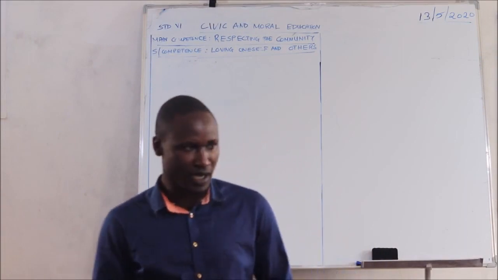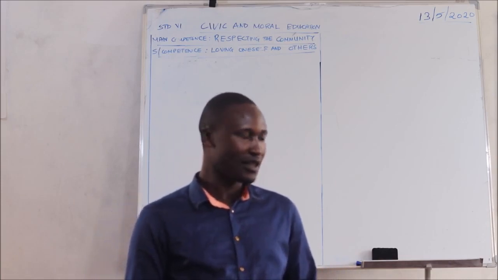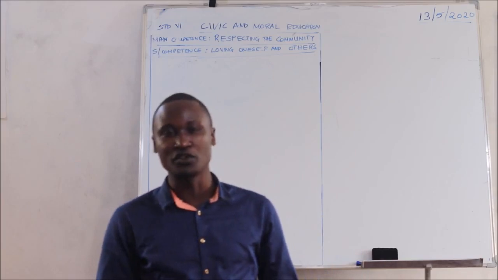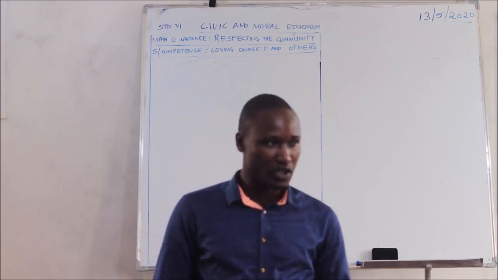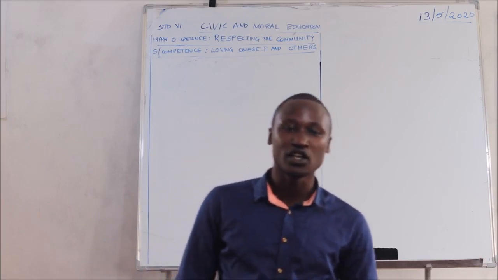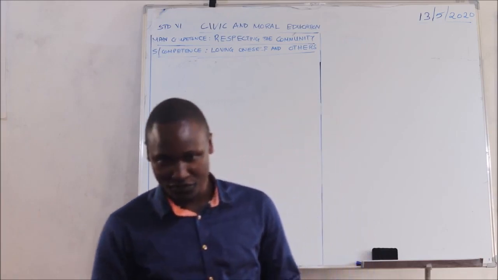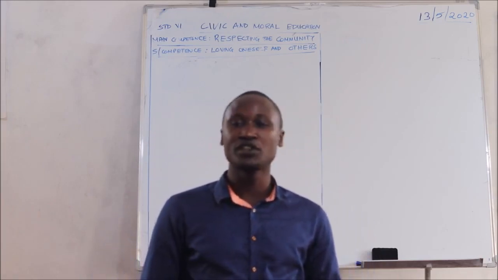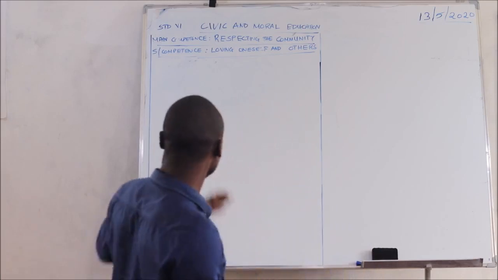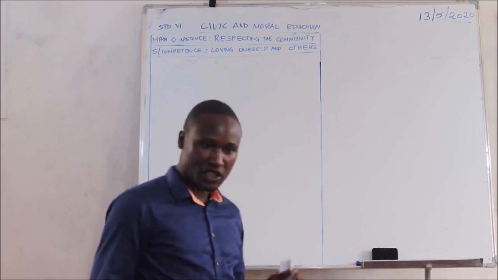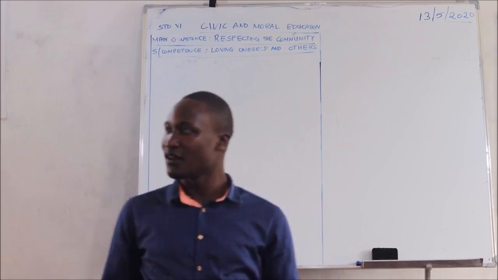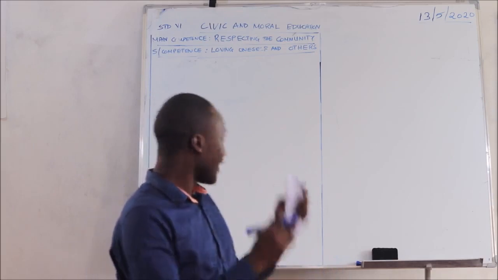Today's lesson for grade 6, we are going to see about civic and moral education. My name is Teacher Dawson. I would like to invite you for today's lesson. Make sure you prepare your materials where you are for this lesson. Today we are going to study the main competence known as respecting the community, and the specific competence is known as loving oneself and others.